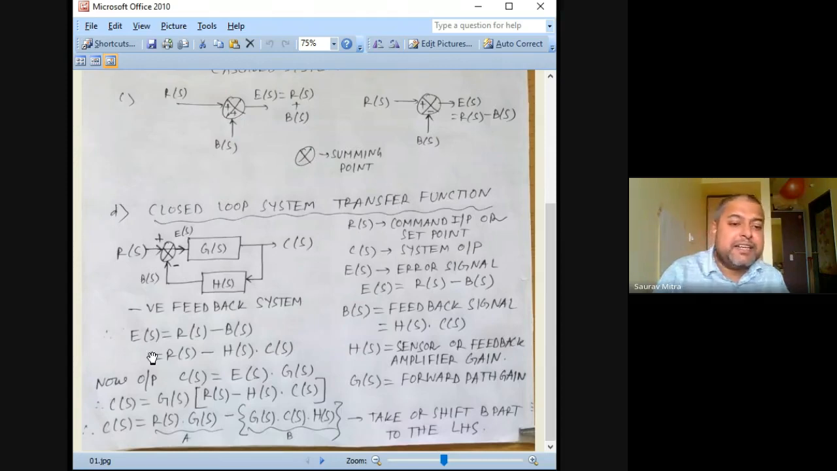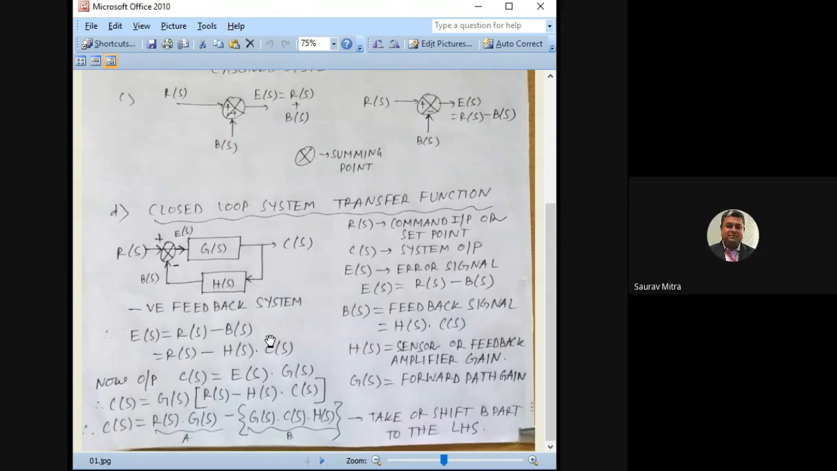So what is the error signal? Error signal is set point minus HS, which is called the feedback amplification gain, multiplied by CS. The CS is nothing but the output. So this whole proof has two parts. There is a feedback path, where we have explained the process. So ES we have found as RS minus HS into CS. Now this is called the feedback path, whereas this is called the forward path.